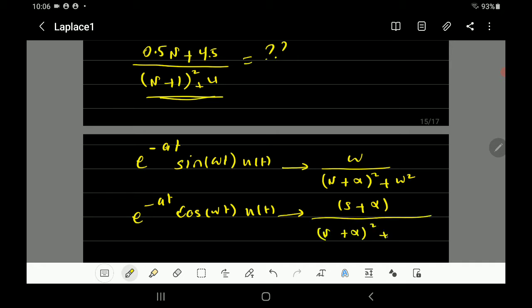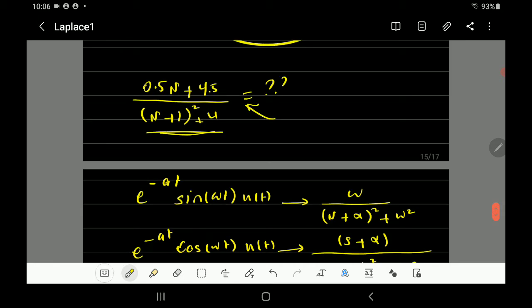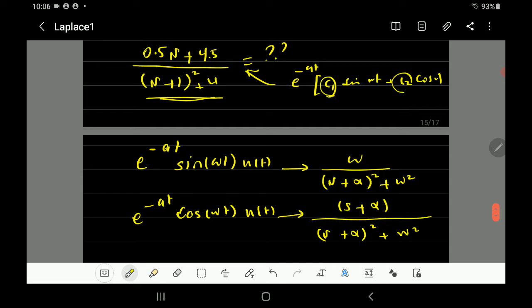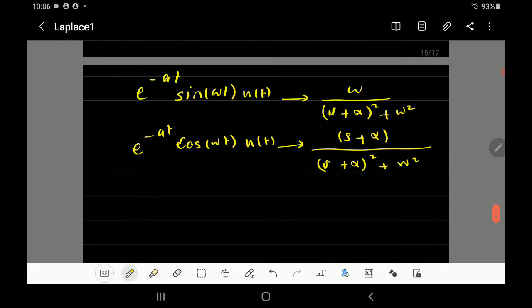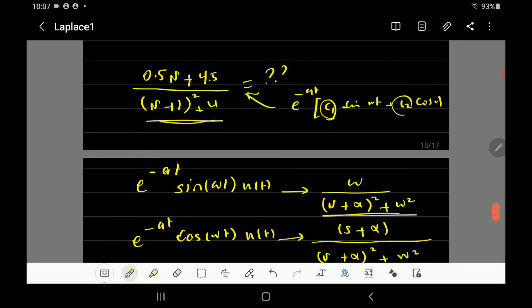over (s plus alpha) squared plus omega squared. So this expression is kind of a combination: it has e to the minus alpha t, and then a constant times sine omega t, another constant times cosine omega t. We don't know the values of these constants, but we know it should be an expression like that, e to the minus alpha t times sine and e to the minus alpha t times cosine. The denominator is the same, right? Both the same, and both equal to this one.